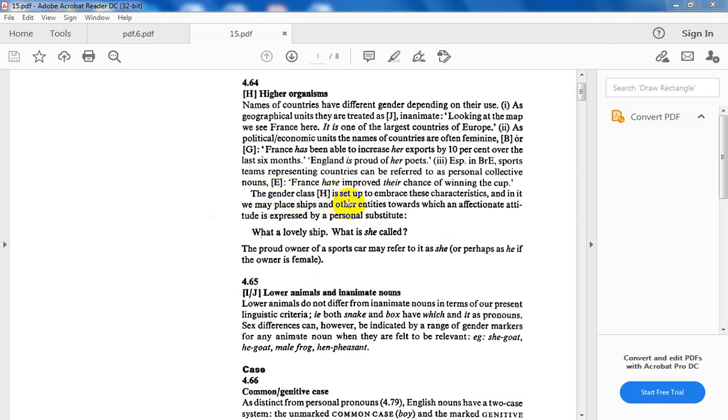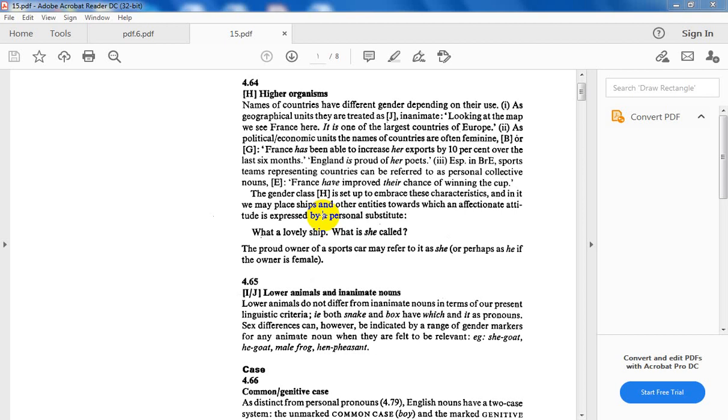The gender class is set up to embrace the characteristic, but in it we may place ships. In addition to countries, I can place ships and other entities toward which an affectionate attitude is expressed by a personal substitute. What a lovely ship, was she called? A ship should be "it", inanimate, but the proud owner of a sport car may refer to it as "she", or perhaps as "he" if the owner is female.